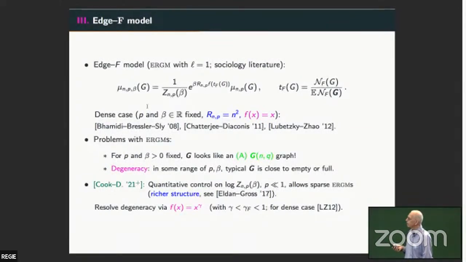The way to resolve the degeneracy is simply to take, in the function here, the number of counts and raise it to a fractional power, and you can figure out which fractional power will give you an interesting, rich behavior. So when you change parameters, you actually change the way the typical behavior of the graph holds.